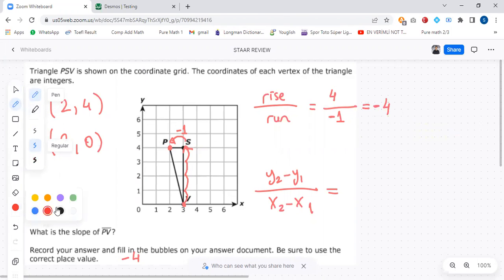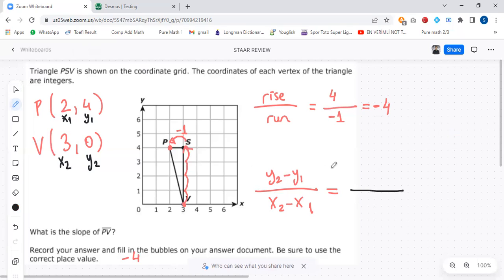Okay, so let's write the x1 right here and y1. So if this is x1 and y1, this is going to be x2 and y2. So then we are going to subtract y2 minus y1. So what is y2? 0. What is y1? 4. Then we are subtracting these two. What is x2? 3. And then x1 is 2. And then we are subtracting. So 0 minus 4 is -4. 3 minus 2 is 1. -4 divided by 1 is -4.